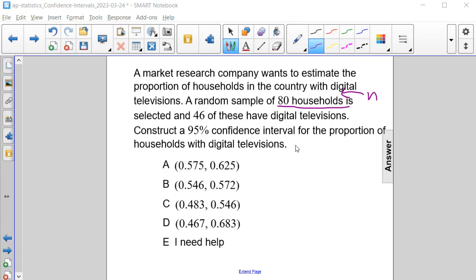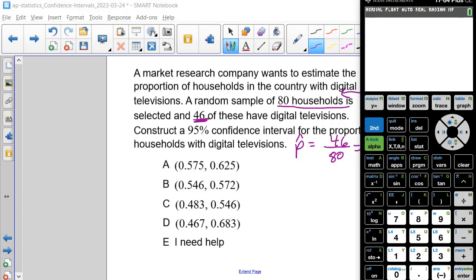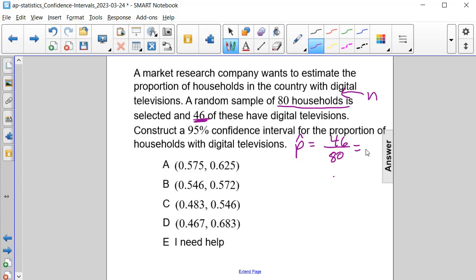And next we need to find our p hat value, and that's found by taking our n value of 80 and then having the amount that satisfies the requirement, which would be 46 of the 80. So we have to do 46 divided by 80, and that will give us our p hat value. So let's actually do that. 46 divided by 80, and we get 575 thousandths.